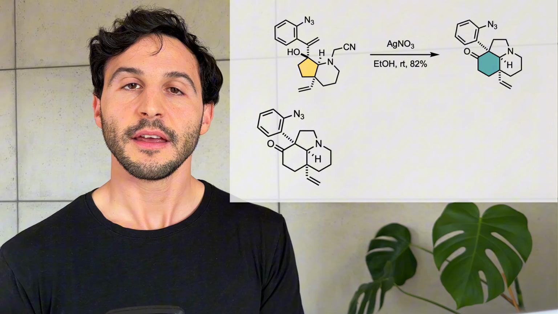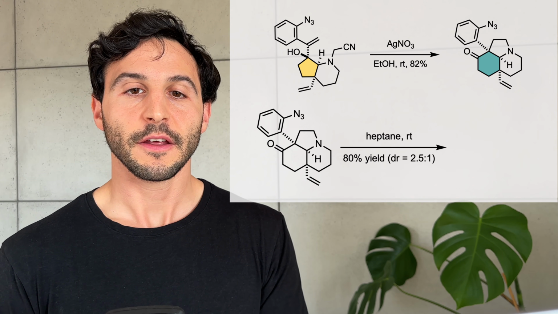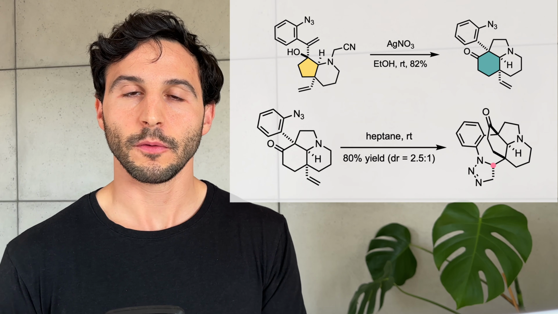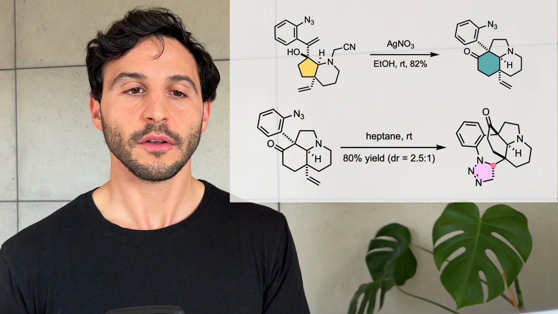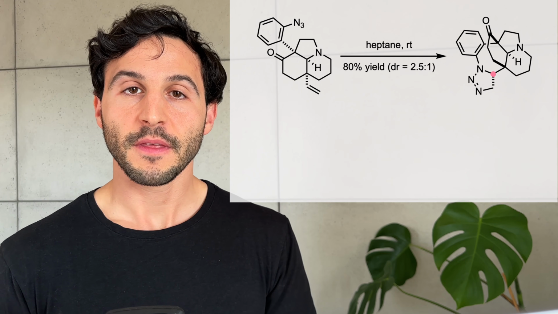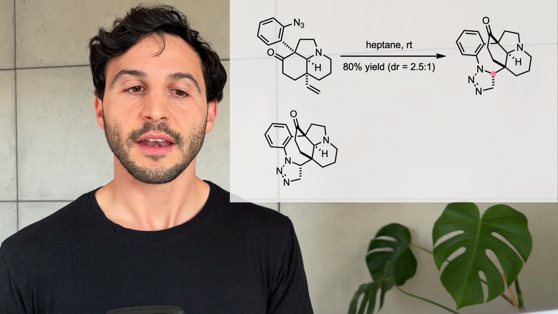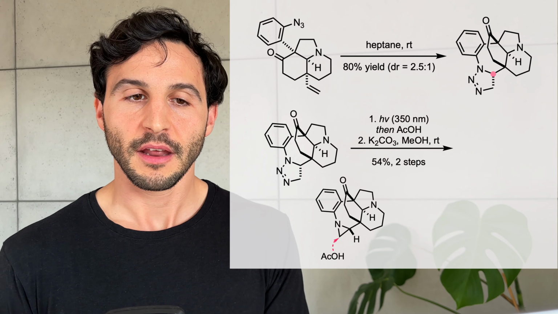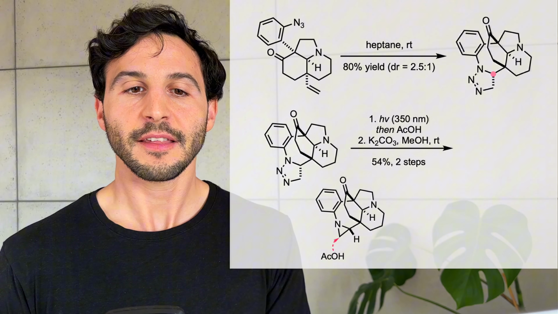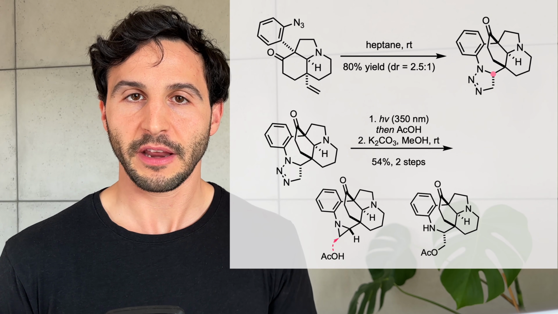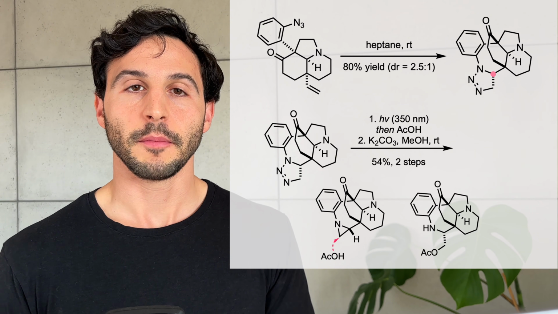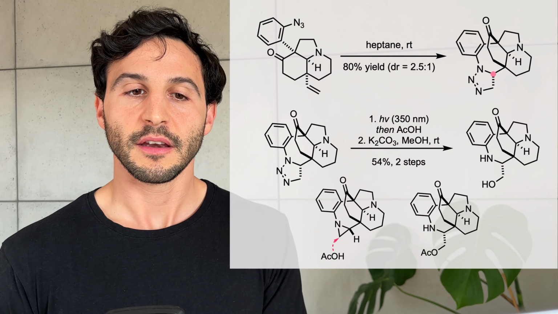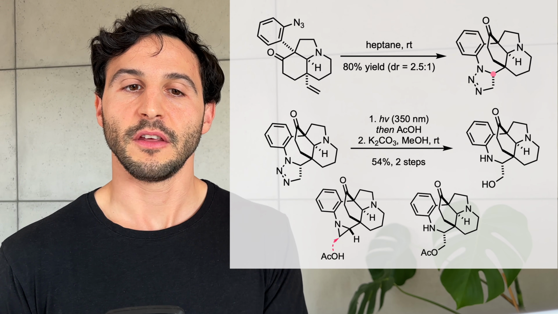Dissolving the azide in heptane results in a spontaneous azide-alkene dipolar cycloaddition at room temperature to give the triazoline in 80% yield. The desired diastereomer is then irradiated with UV light to form an aziridine intermediate that is quenched with acetic acid to effect a regioselective ring opening. This intermediate is deacylated using potassium carbonate to give Hunterine A in 54% yield.